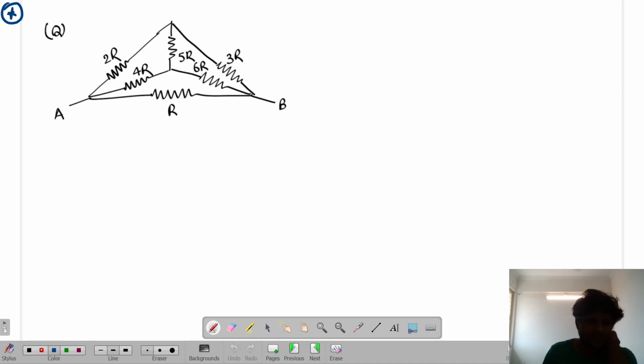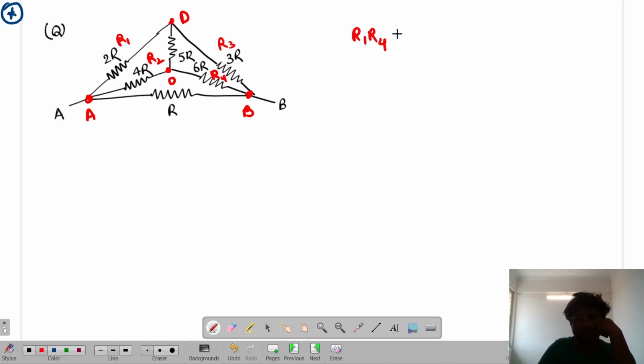Can you see one thing? Consider this point to be A. This point is B, O, and D. And let's suppose this is R1, this is R2, this is R3, and this is R4. Isn't my R1 into R4 equal to R2 into R3?